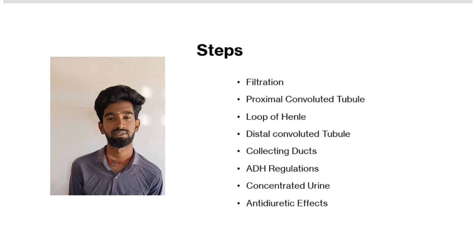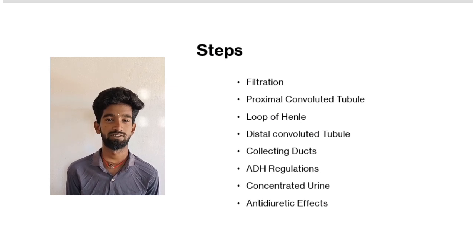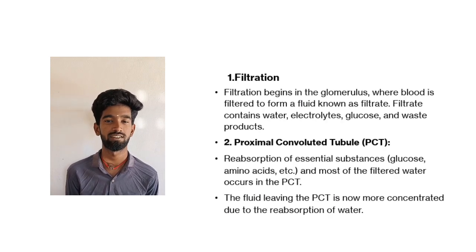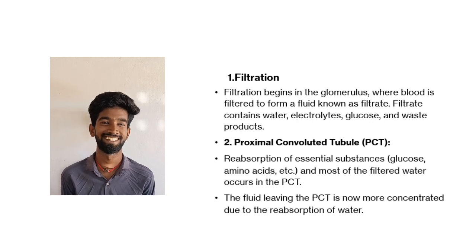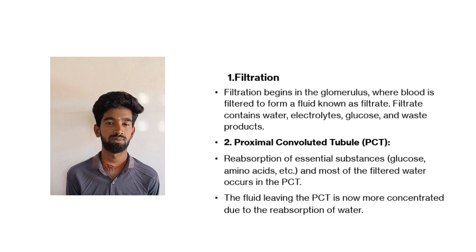The main 8 steps involved in urine concentration are: filtration, proximal convoluted tubule, loop of Henle, distal convoluted tubule, collecting ducts, ADH regulation, concentrated urine, and antidiuretic effect. The first process is filtration. Filtration begins in the glomeruli, where blood is filtered to form a fluid known as filtrate. Filtrate contains water, electrolytes, glucose and waste products.